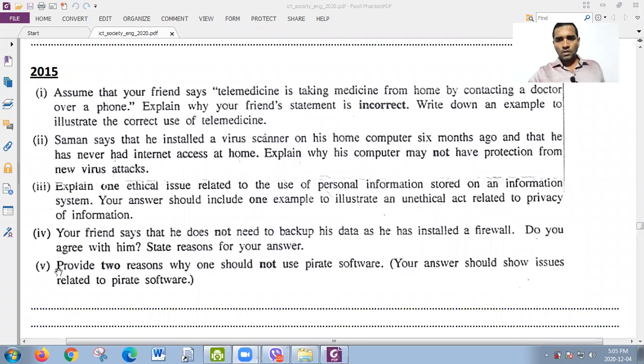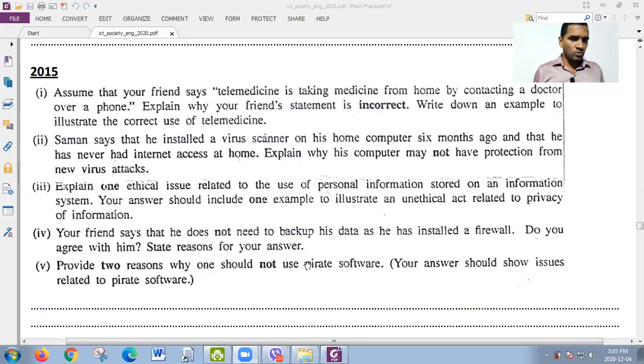Okay. Last one. Provide 2 reasons why one should not use pirated software. Pirated, right? Rather, pirated, the past participle. Pirated software. Your answer should show issues related to pirated software. I repeat it. Provide 2 reasons why one should not use pirated software.